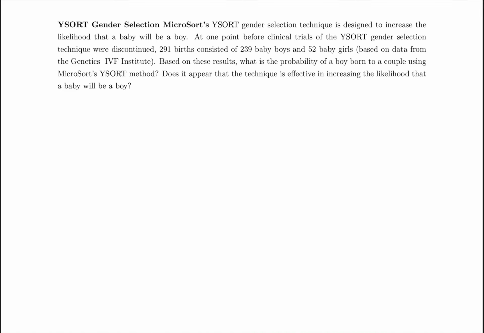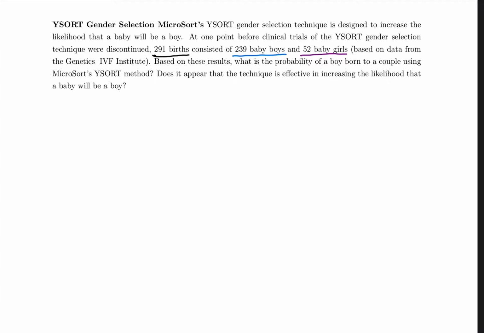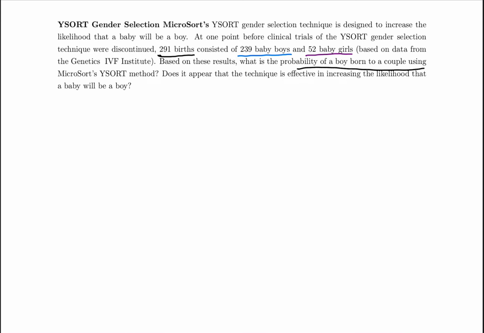So for this example, a gender selection technique is designed to increase the likelihood that a baby will be born a boy. At one point of the trials, there were 291 births, and 239 consisted of boys being born, and 52 girls were born. Here it's asking us, what is the probability of a boy being born using this method?